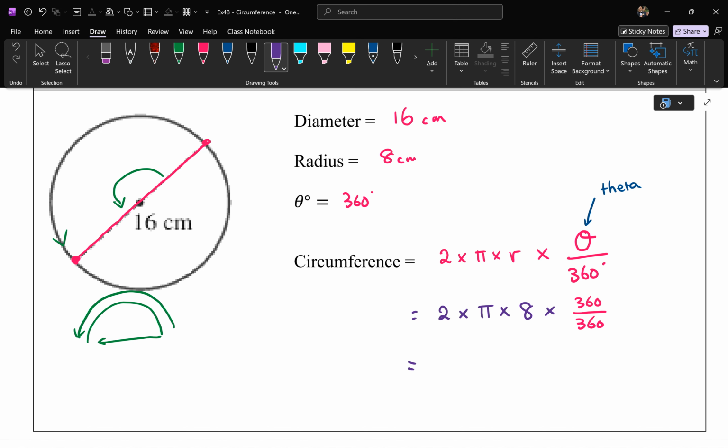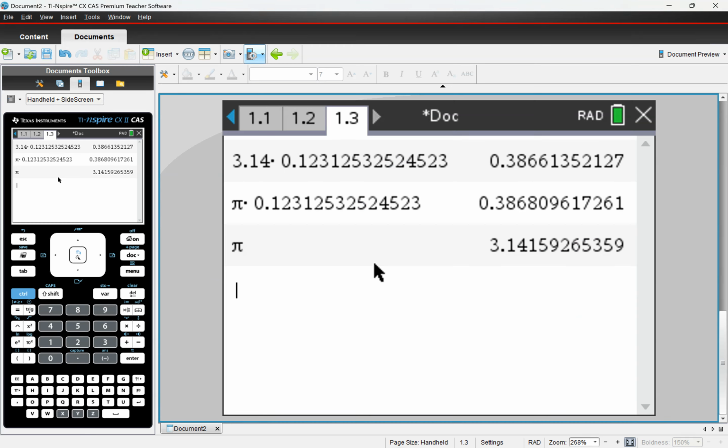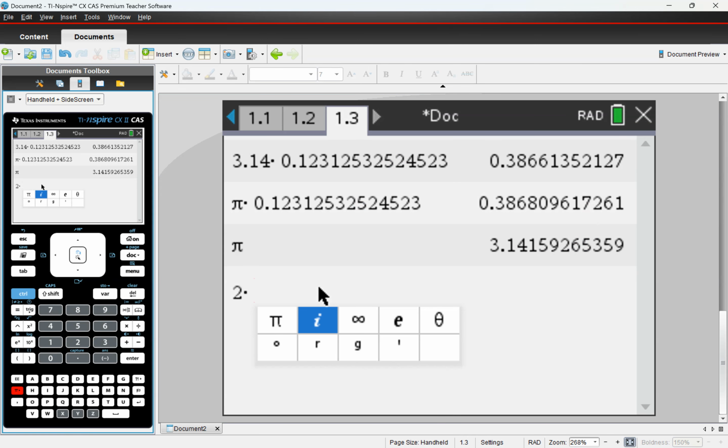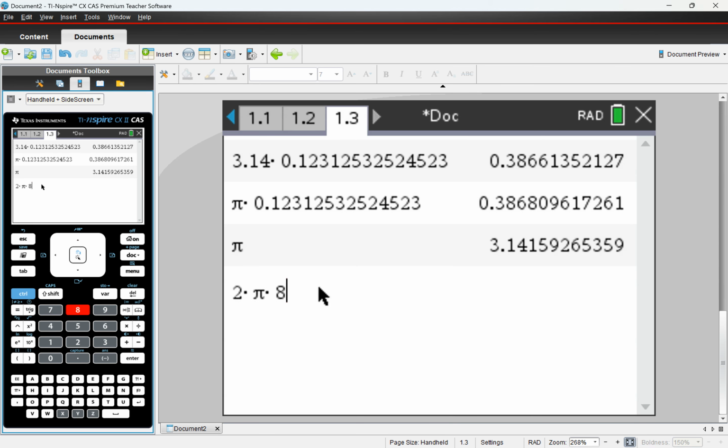Okay, so here we go. Let's type this in a calculator. You should have 2 times pi times 8. So here we go. I'm going to do it. 2 times, use the pi symbol, pi times 8. And then I'm timesing.